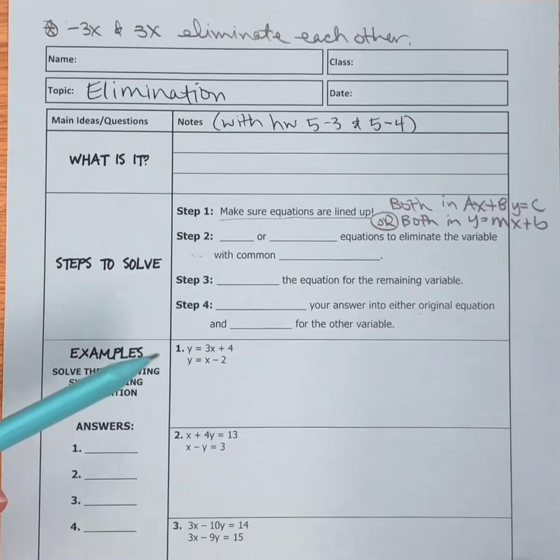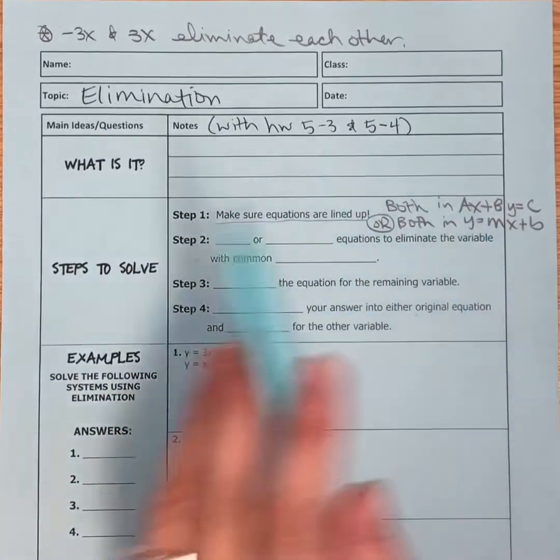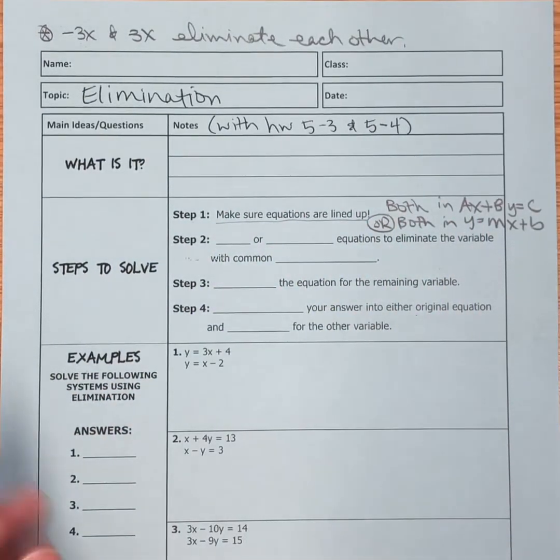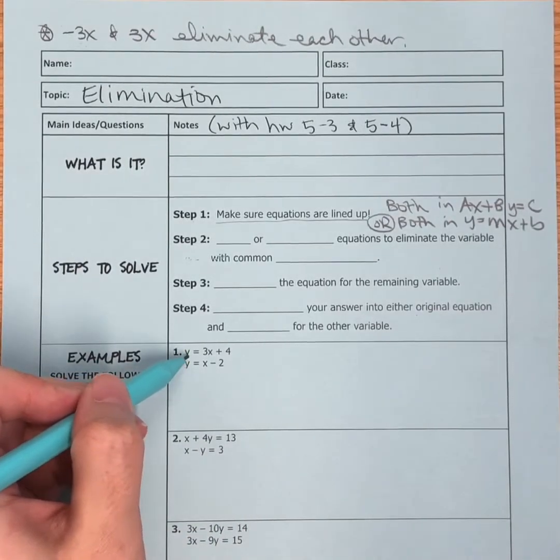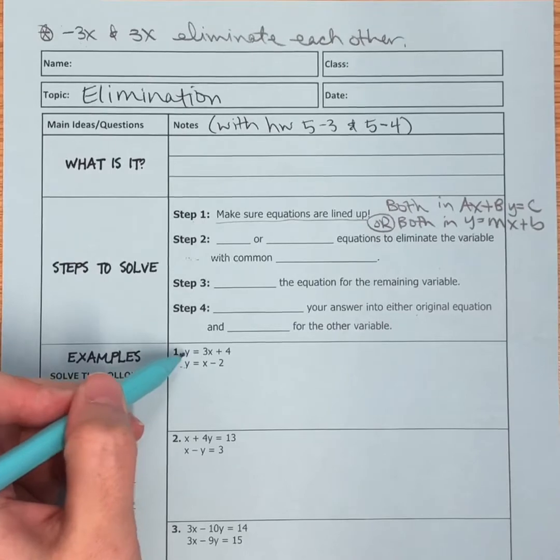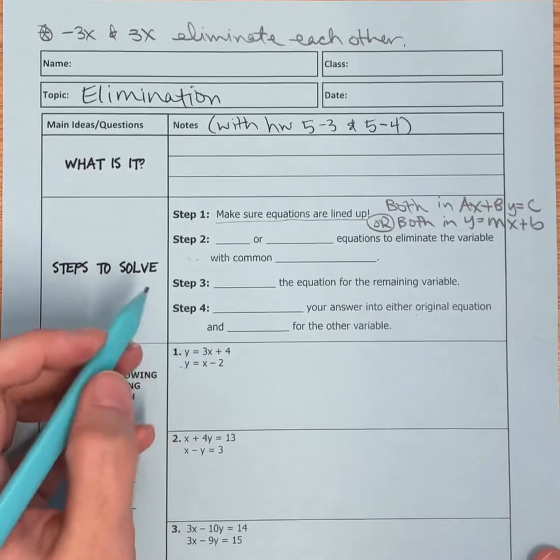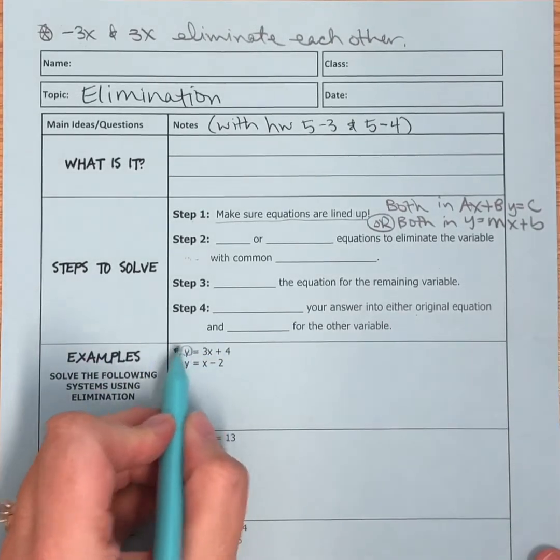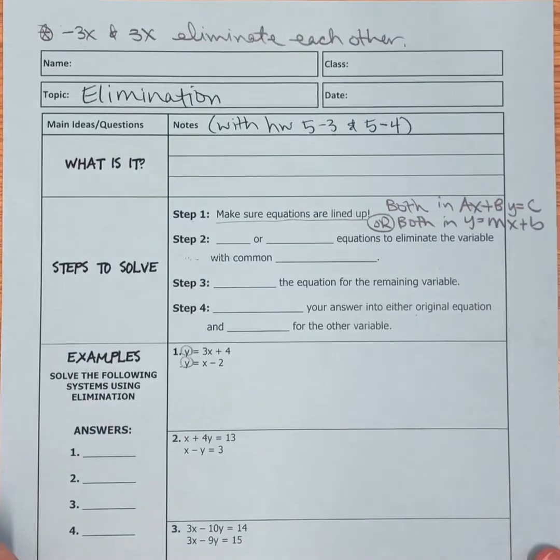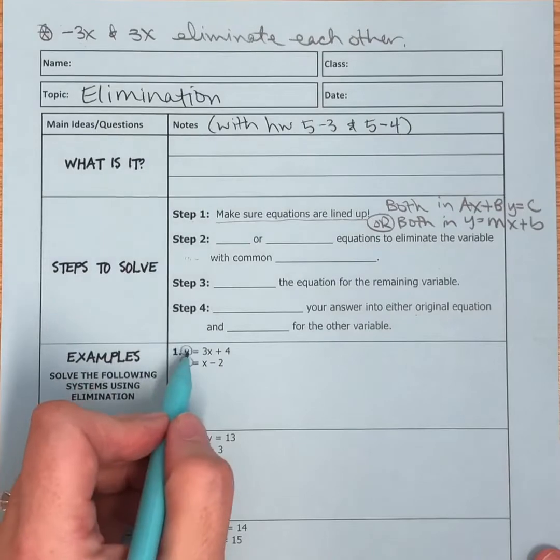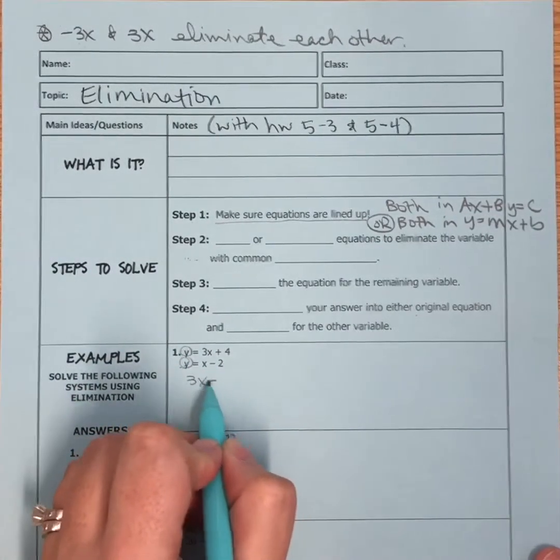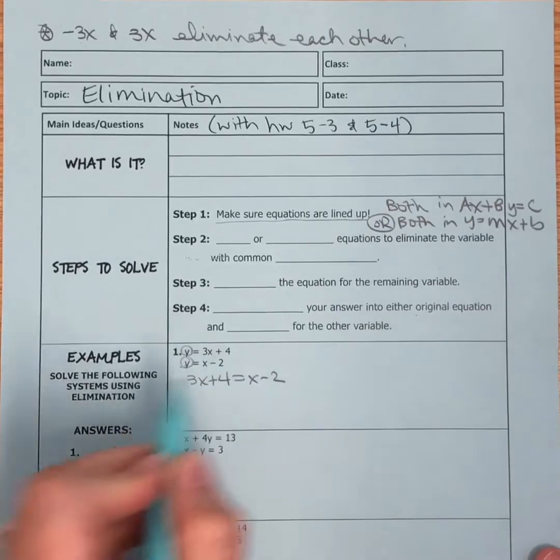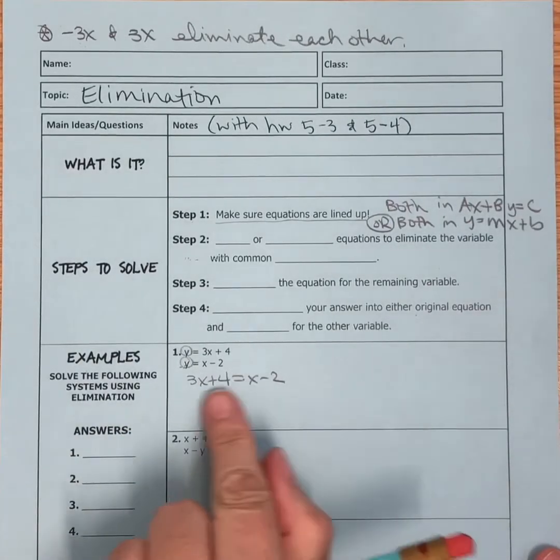Now, I'll show you what I mean by lined up in a second, but I want to use some examples. Now notice both of these equations are in y equals mx plus b. If these two y's are the same exact number, because we're trying to find the solution where they cross, and these have to be the same, then guess what? I'm just going to rewrite this as 3x plus 4 equals x minus 2. I'm not even going to do elimination.